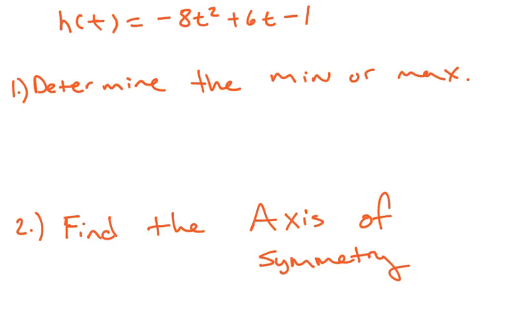Alright, let's take a look at this. h of t is equal to negative 8t squared plus 6t minus 1, and the goal here is to determine the max or the min. So first off, is it a max or a min?